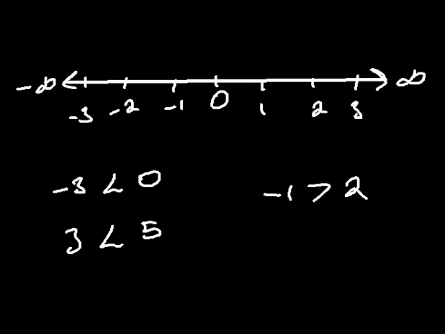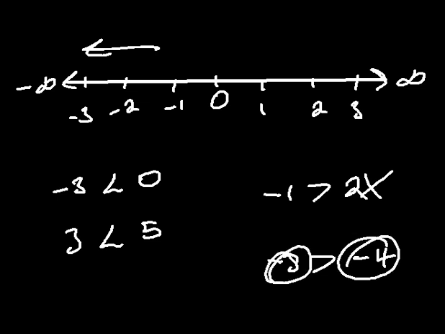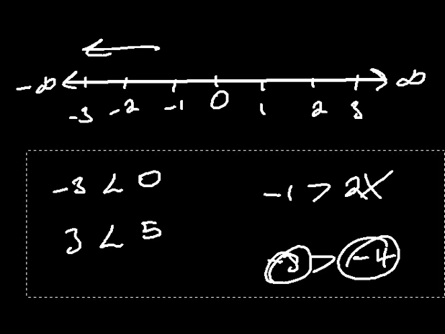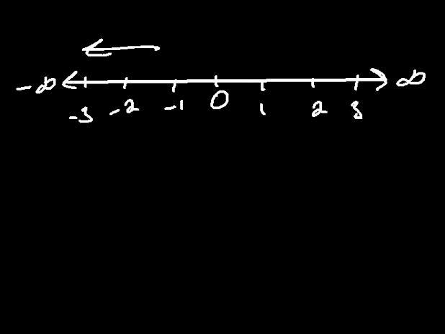So this isn't true. But if we have -3 greater than -4, this is true because as we go in this direction, the numbers keep on decreasing. So -3 is greater than -4. So keep that in mind. And we can also have, let's say, 2 is less than or equal to -3, and which is true as well.